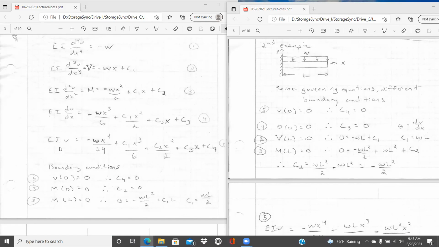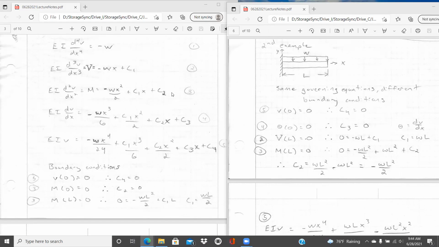And so again, the easier ones to use first are v of 0 is equal to 0. That goes into equation 5. Everything on the left is 0. Everything on the right is 0 except for C4, which means that for that to be 0, C4 has to be 0. Same thing with equation 4. If the slope dv dx is equal to 0, everything else is 0 except for C3. That means C3 has to be equal to 0. And so we knocked off C4 and C3 just with those 2 boundary conditions. And so we're left with C1 and C2.